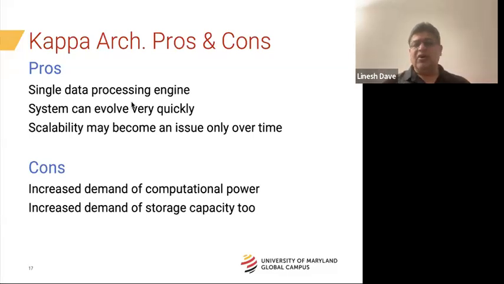Some of the cons here, of course, there's increased demand of computational power. Why do you think I say that, right? Why do you think there's an increased demand of computational power? Anyone? Does anyone want to take a stab at it? Why do you think one of the limitations of the Kappa architecture could be an increased demand of computational power?